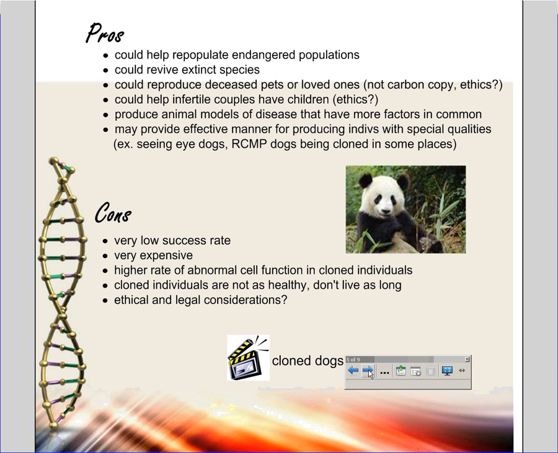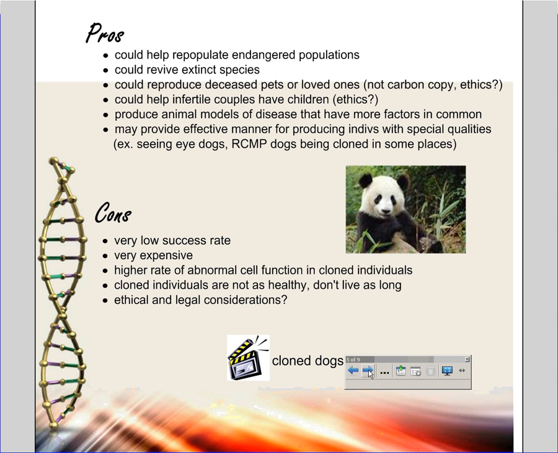Okay, keeping on going. So, some of the pros: could help repopulate endangered populations, revive extinct species, reproduce deceased pets or loved ones, though remember it's not a carbon copy, and the ethics of that, well, kind of questionable. Some people actually want to do that though. So, could help infertile couples have children, produce animal models of disease that have more factors in common, may provide effective manner for producing individuals with special qualities.